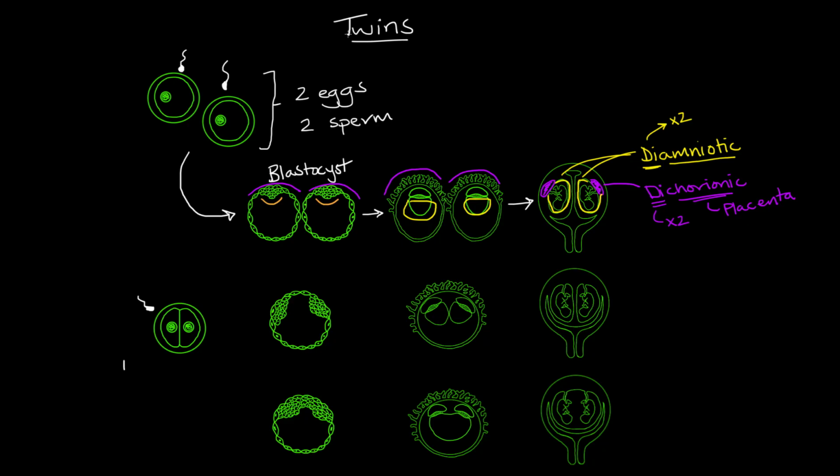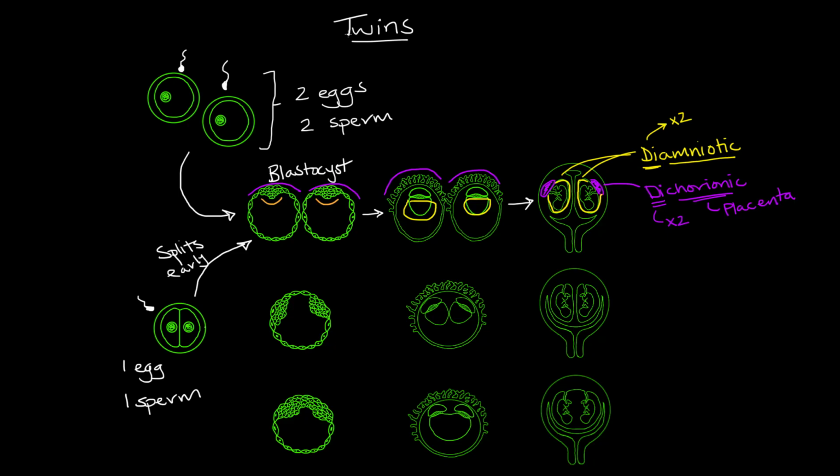One egg and one sperm. That can split into two babies. And so if this egg splits very early on, if this embryo splits early, then it'll be like there are two eggs and two sperm, and it'll go along this pathway and become diamniotic, dichorionic. It'll form two different blastocysts. They'll implant separately. They'll each get their own amniotic sac and their own placenta.